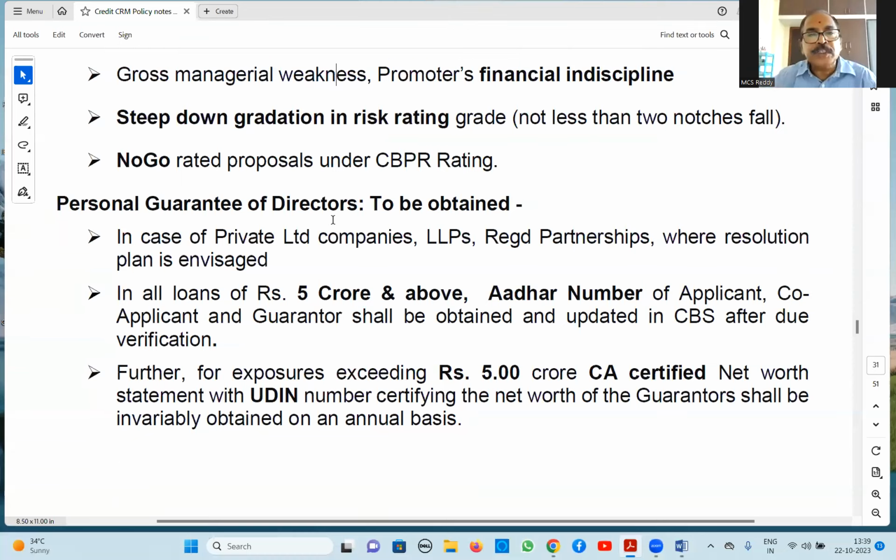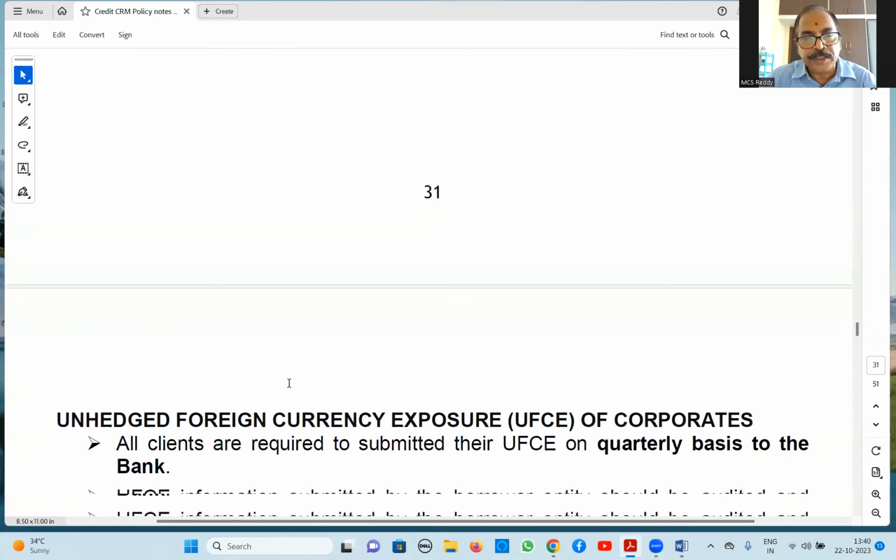Next, where we have to insist for personal guarantees of directors. In case of private limited companies, LLPs, registered partnerships, there you compulsorily have to take personal guarantee of the concerned people. Next, in all loans of 5 crores and above, Aadhaar number of applicant, co-applicant and guarantor shall be obtained and updated in CBS. Further, for exposures exceeding 5 crores, a CA certified net worth statement with UDIN number certifying the net worth of the guarantors shall invariably be obtained. CA certificate for guarantors, right?